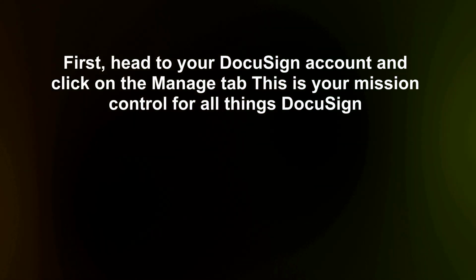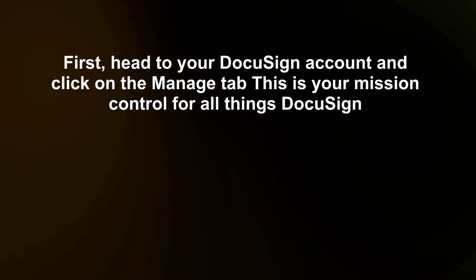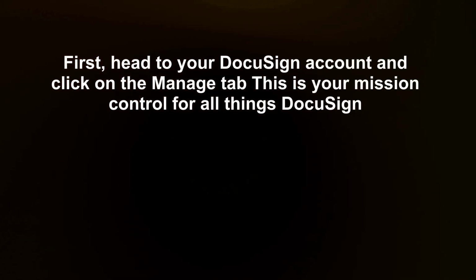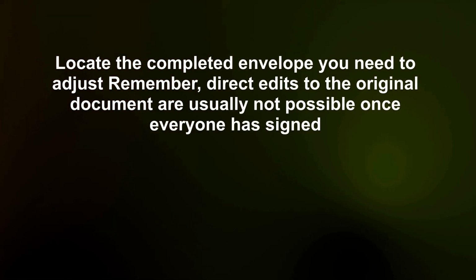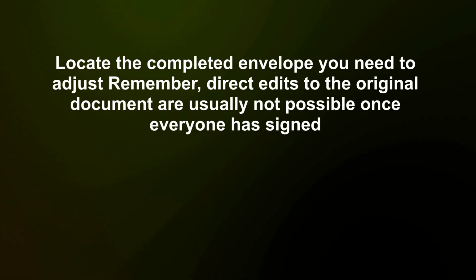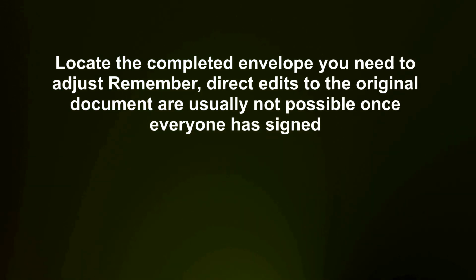First, head to your DocuSign account and click on the Manage tab. This is your mission control for all things DocuSign. Locate the completed envelope you need to adjust. Remember, direct edits to the original document are usually not possible once everyone has signed.